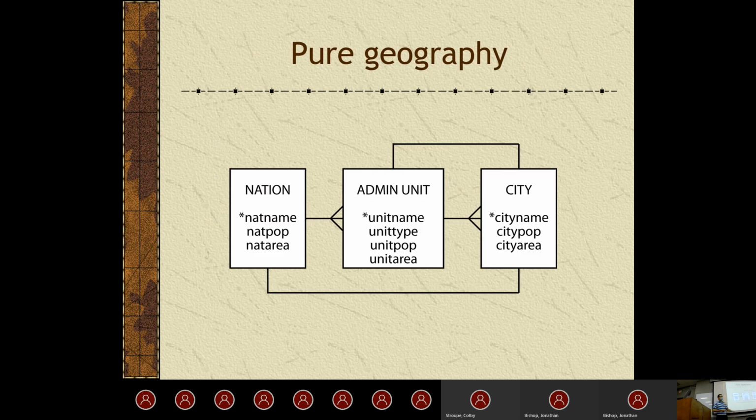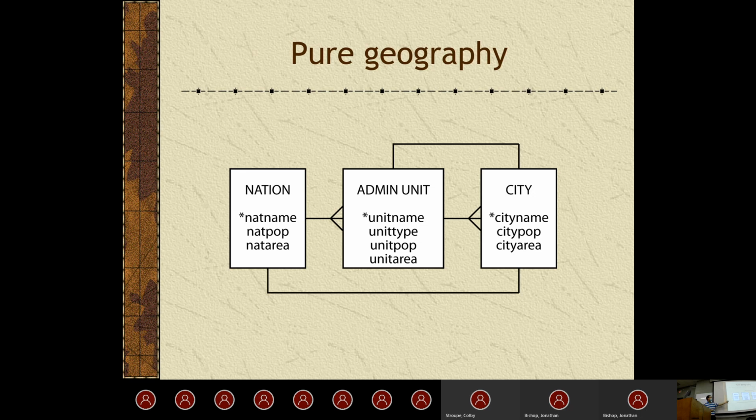So here's an example of that. What we have here is a basic entity relationship diagram. So we have 3 entities here: nation, admin unit, and city. Now, if you're wondering what admin unit is, it's basically a state. So, in the United States, we have 50 states and a couple territories. So those would all be administrative units. Nation, of course, would be the United States, and city would be a city within an administrative unit. So right off the bat here, can anyone tell me some problems with this?